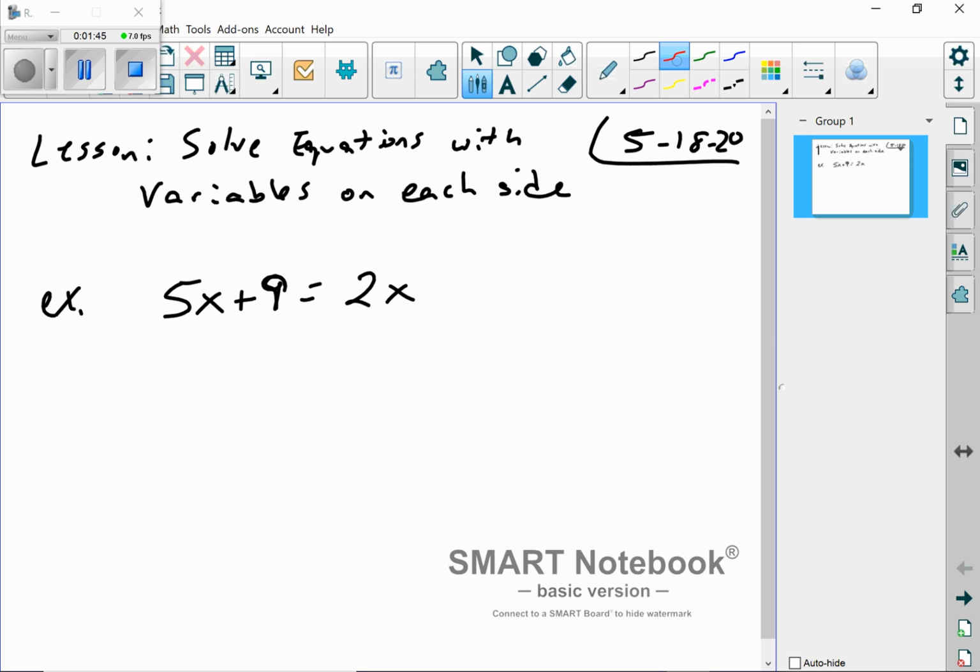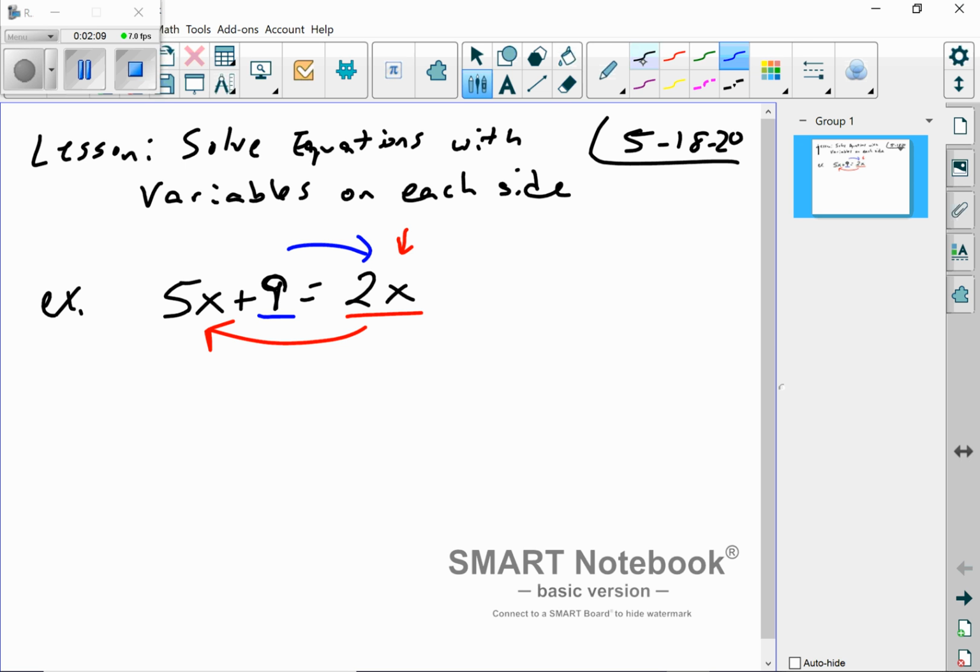So for me, I want to move the 2x that's here over here and join it together with the 5x. I also need to move the 9 that's here over to that side. And then I'll divide last. We're going to do a couple of things here. I always like to move my letters first. Don't have to, but I always do.